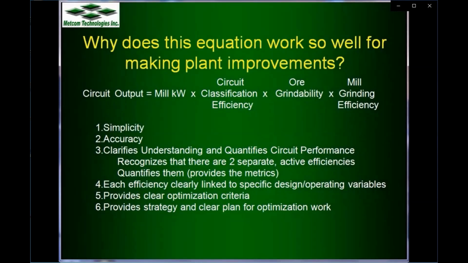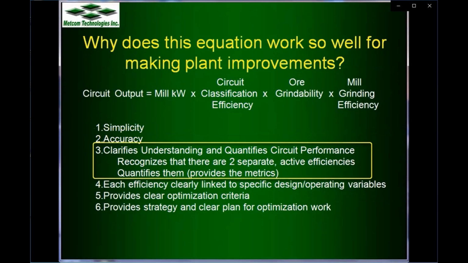The functional performance equation is an excellent tool for making improvements to plant grinding circuits. First of all, it is very simple. Secondly, it is very accurate. Thirdly, it clarifies our understanding and quantifies ball mill circuit performance. It recognizes that there are two separate active efficiencies in play: the circuit classification system efficiency and the mill grinding efficiency. And it quantifies them for us. That is, it provides the metrics to measure and see improvements.